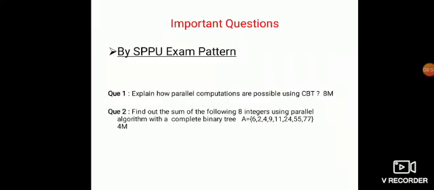Now next, these are the university questions. First, explain how parallel computing is possible using a complete binary tree. In that, you have to explain in detail the algorithm of parallel computing, and also give one example. Now, these are the examples of parallel computing with the complete binary tree.